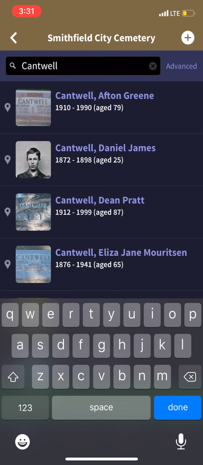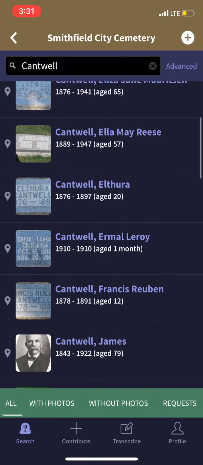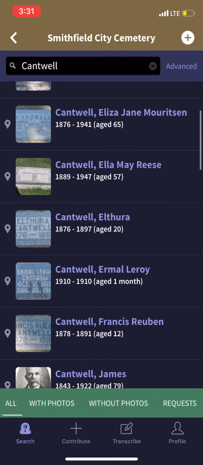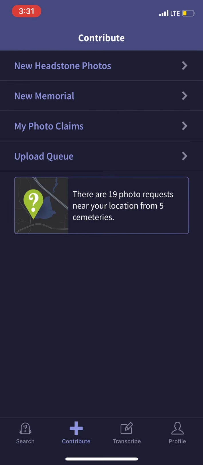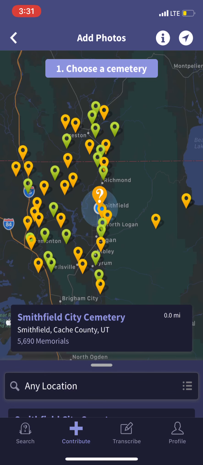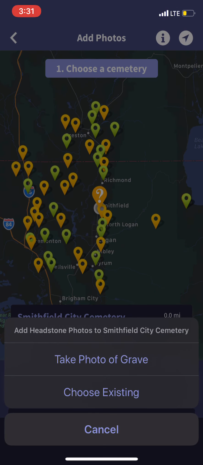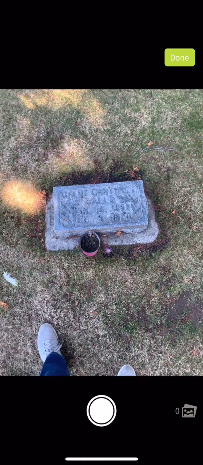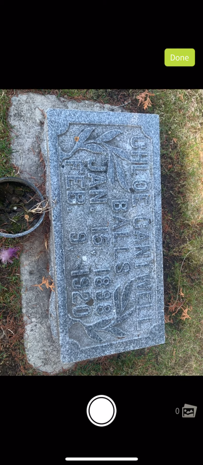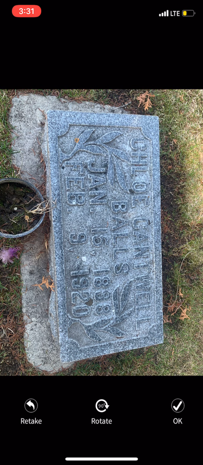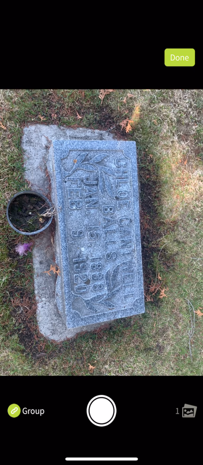Now, Cantwell, they're all in alphabetical order, and I do not see this one. So we are going to contribute a photo. So I'm going to contribute, we're going to say a new headstone photo. We're in this place, we're going to take a photo. We're going to get close so we can get a good picture. They can read that. Boom. We're going to say okay.